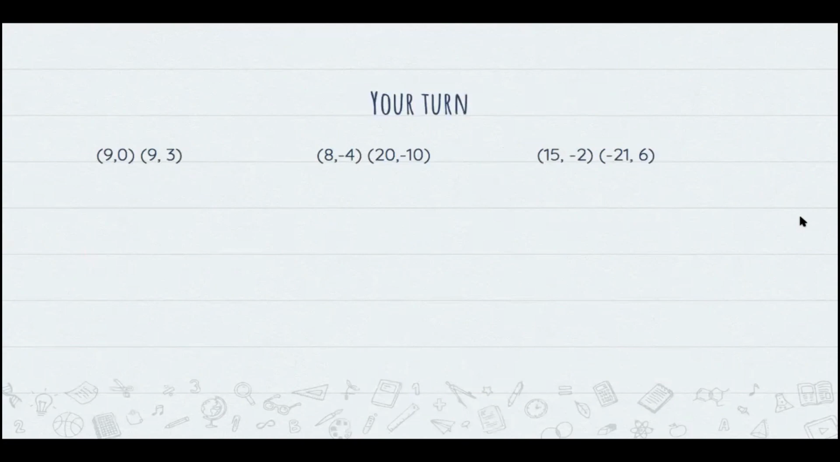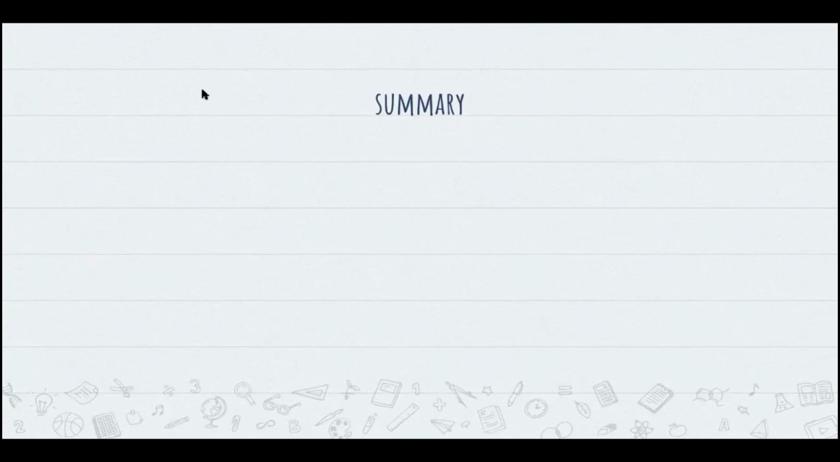You can pause the video and practice this on your own. We'll be posting answer keys if you guys need it. You can also email us if you have any questions. So what we learned today is how to do the point slope form and how to find y equals mx plus b form, which is just slope intercept form.